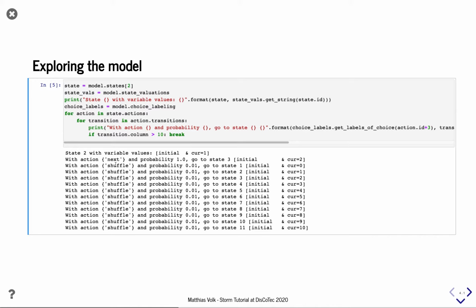And the other choice or action which we have is the shuffle action, which represents the random button. And then we have a certain probability of 1 over 100 to go to state 1, basically the first song. And we have a probability of 1 over 100 to go to song number 1 and to song number 2 and so forth. So here now we can explore our model in detail and see if it is actually the model we would have expected.